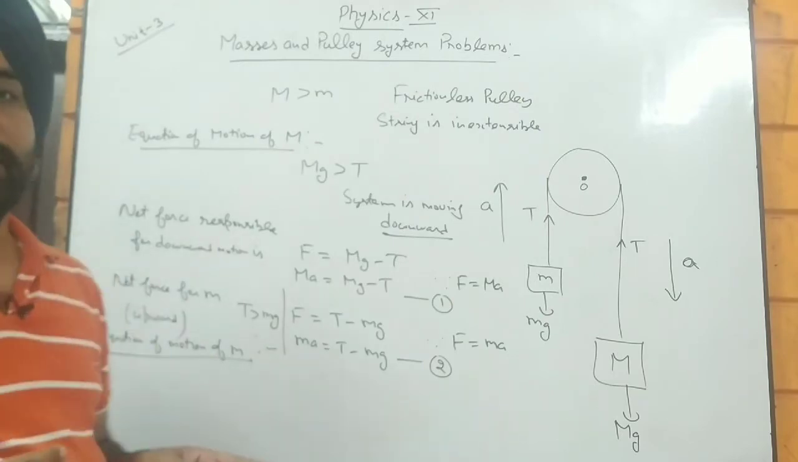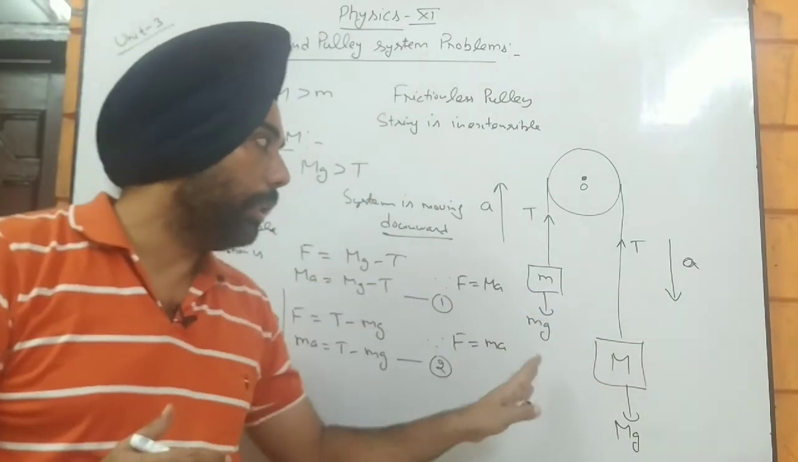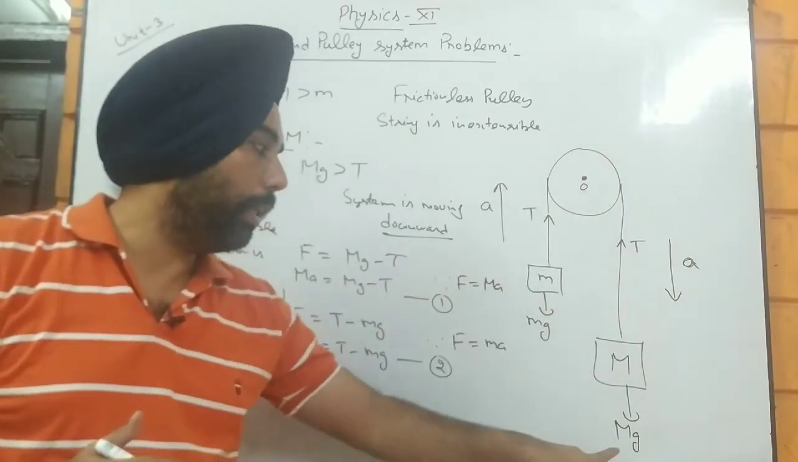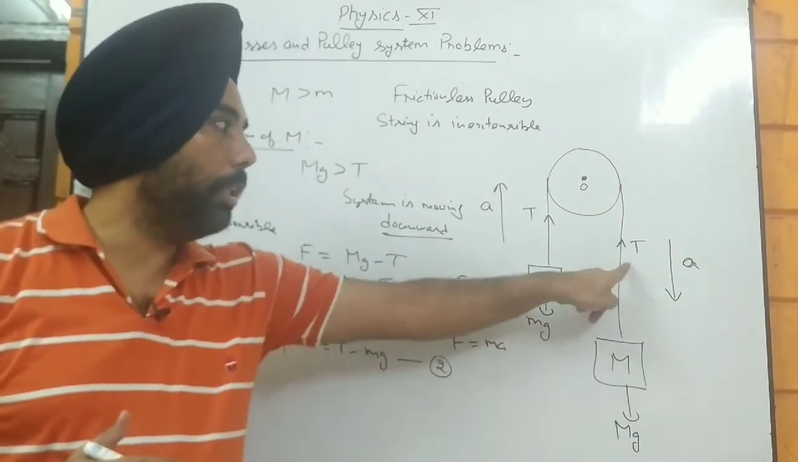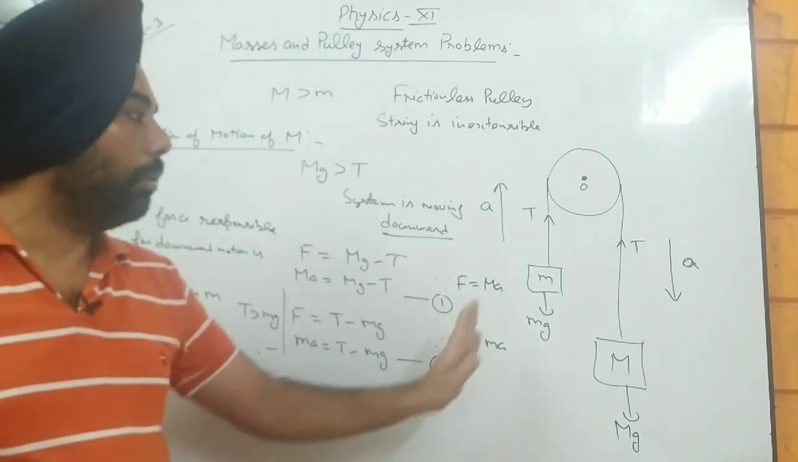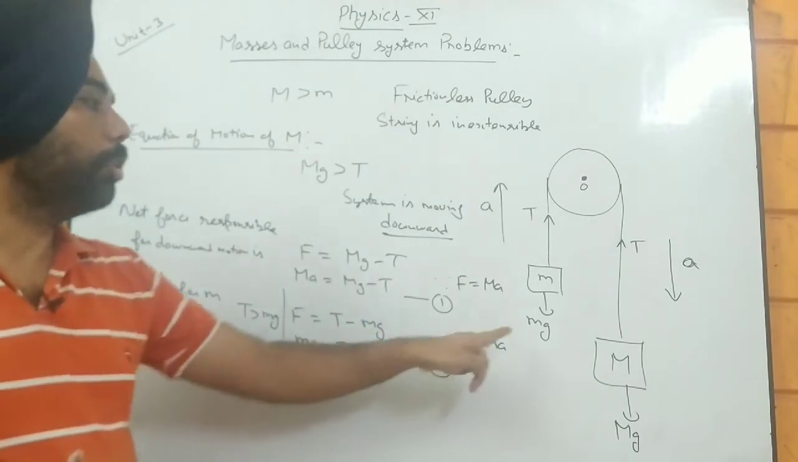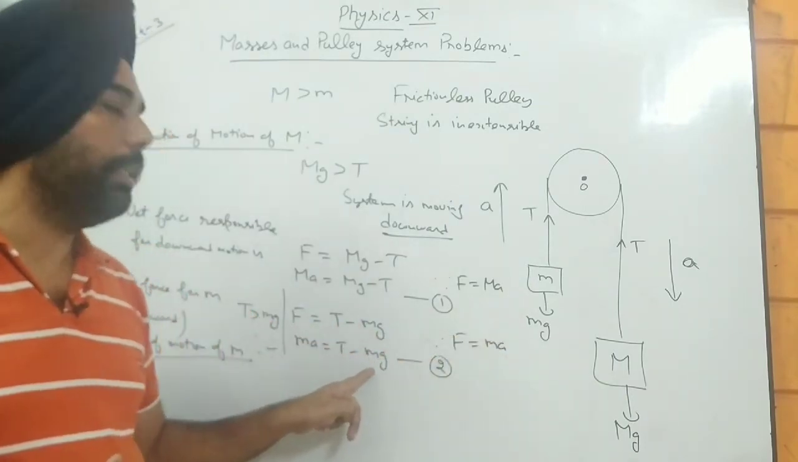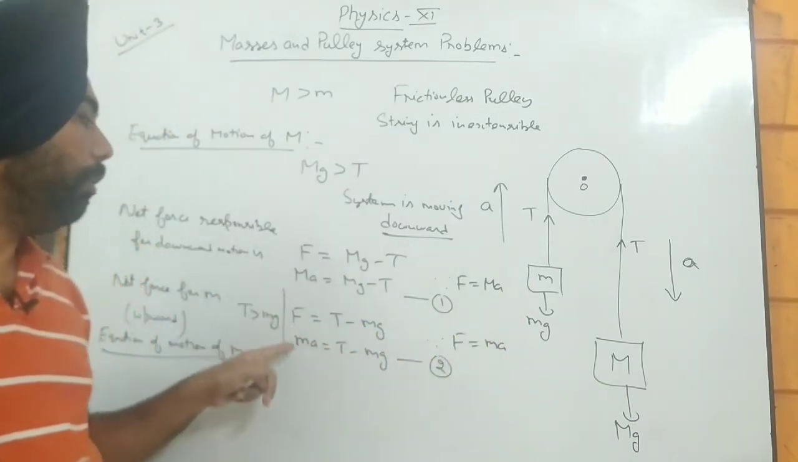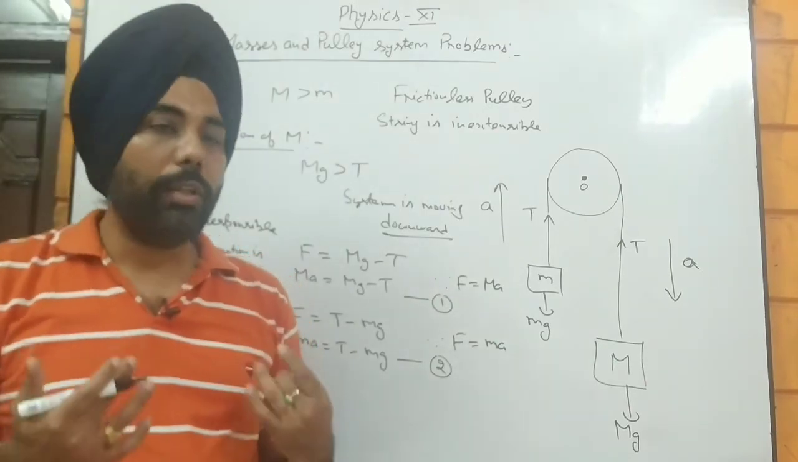It is very easy. Now what is the difference between these two? The system is moving downward, that is why capital Mg is greater than T, so therefore net force is Mg minus T. Now the system is moving in upward direction, that is why T is greater than smaller mg, that is why T minus mg. Now you can put up the value of F easily. Now adding those equations, you can have the value of acceleration.